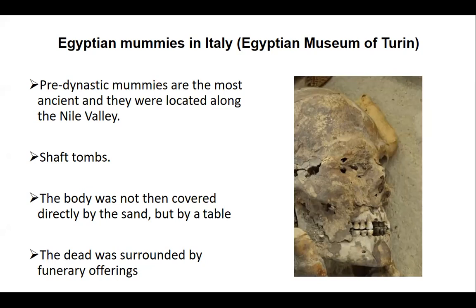The body was not then covered directly by the sand, but by a table, as if to form a sepulchral chamber. The dead was surrounded by funerary offerings, such as tools, weapons, decorative containers containing food and drink, so it was possible to find a more or less preserved skeleton and soft tissues.